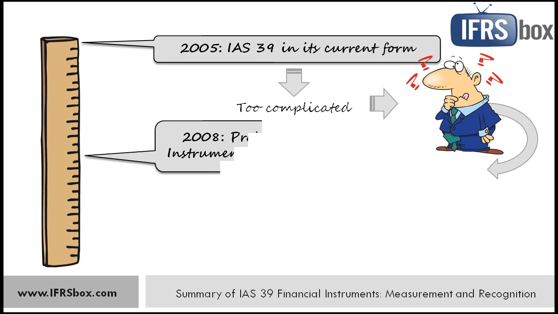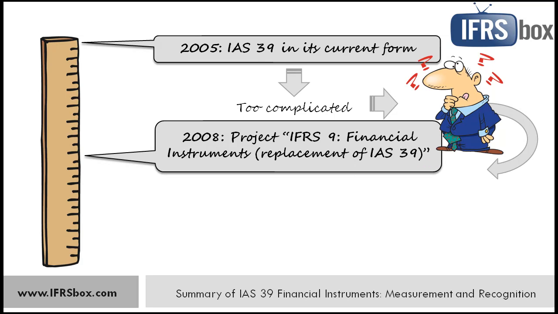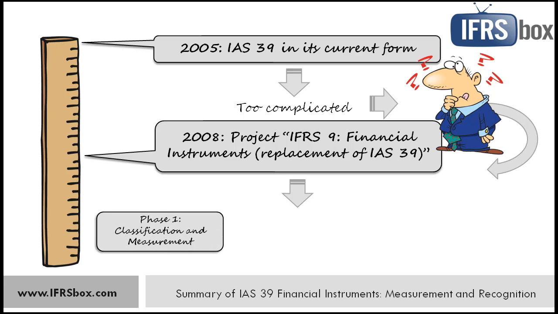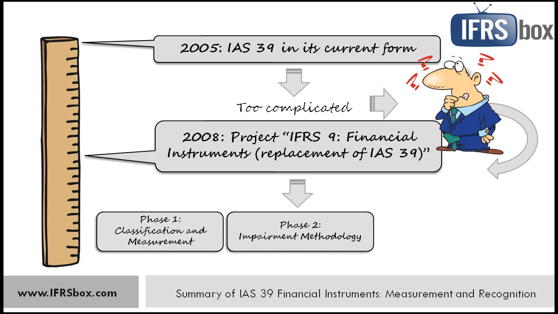Therefore, in 2008, IASB decided to rewrite IAS 39 and launched the project of IAS 39 replacement. The result of this project should be a completely new standard on financial instruments. Now we know it's IFRS 9. The replacement process should have had three phases. Phase 1, classification and measurement. Phase 2, impairment methodology. And Phase 3, hedge accounting.